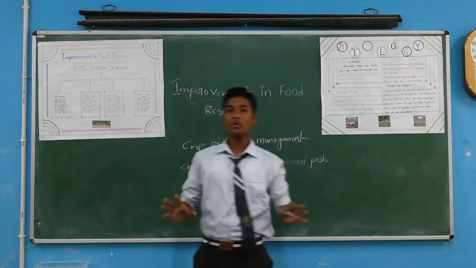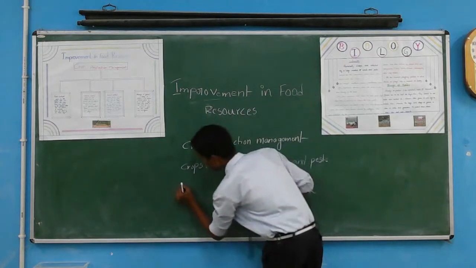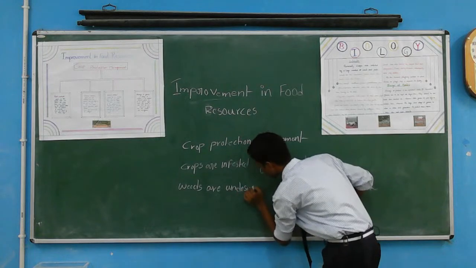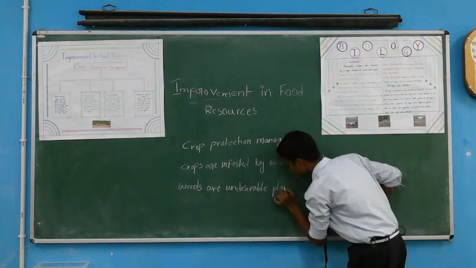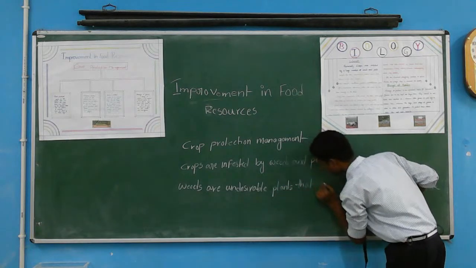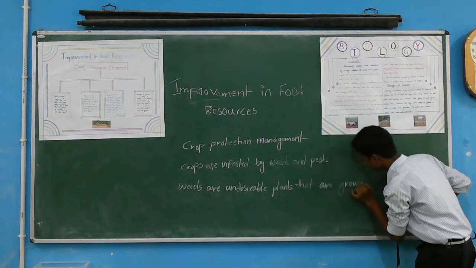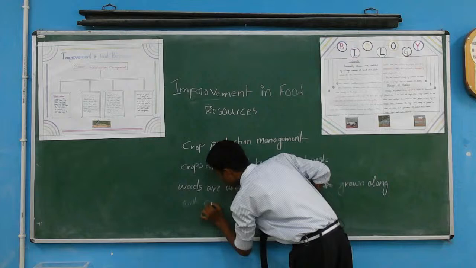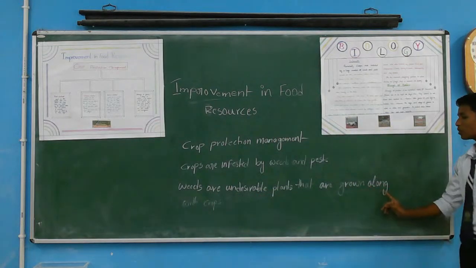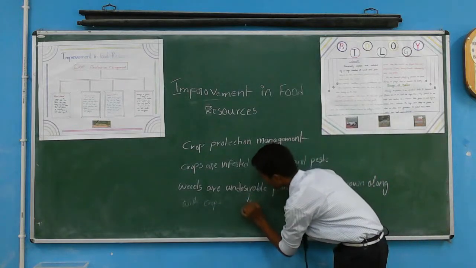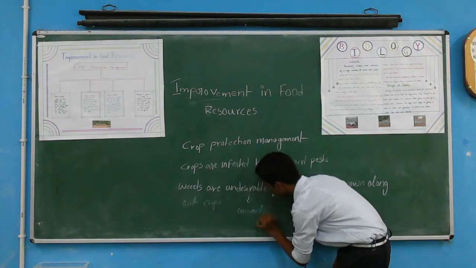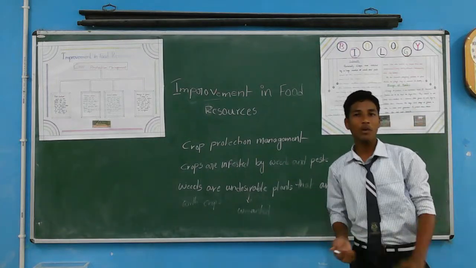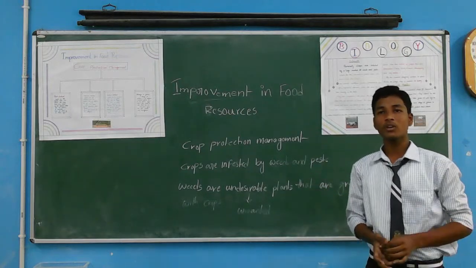Weeds are undesirable plants that are grown along with the crops in our cultivated field. Here, undesirable means unwanted. The unwanted plants that are grown along with the crops. So, these weeds can damage the crops, and due to the damage from these weeds, we lose so much of the crop.